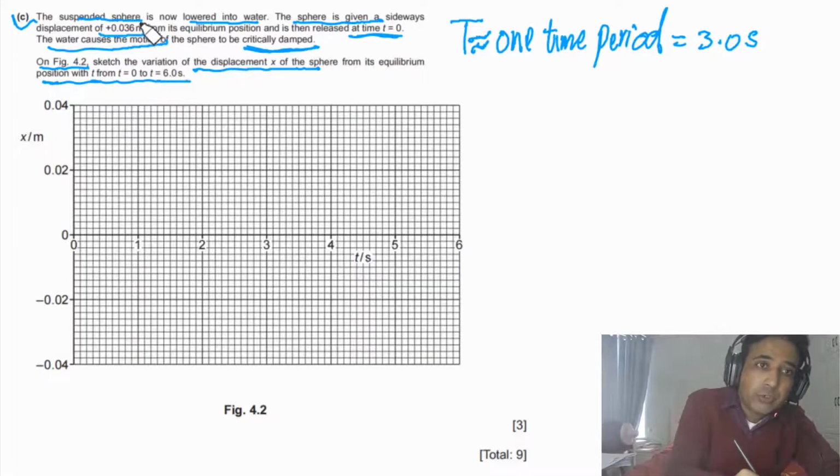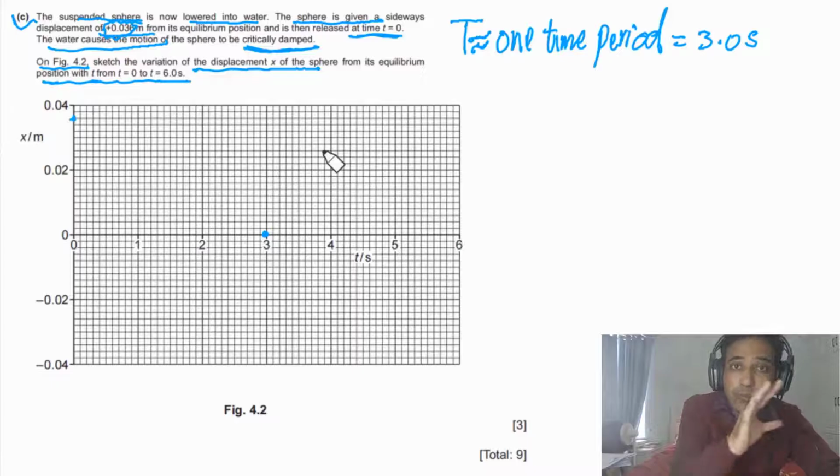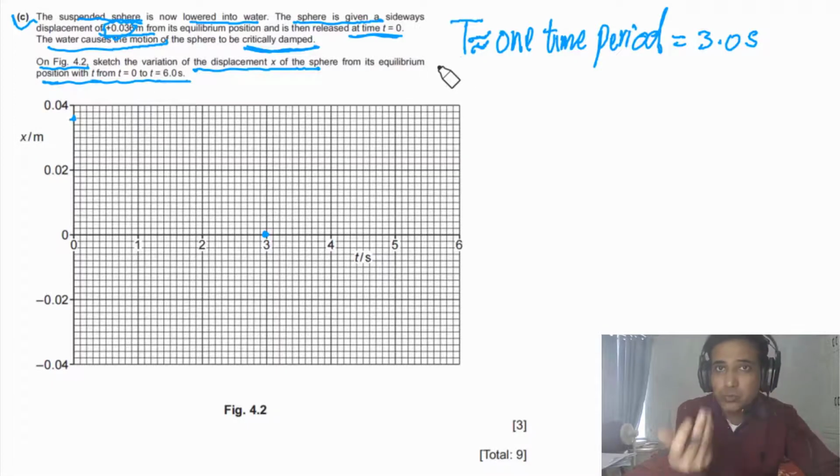Now, initial displacement is this. So it means it has to start from this point. And it will reach equilibrium position again when it is 3 seconds. So simply because it's time period, the time it will take to come back to equilibrium, that time taken is equal to 1 time period. Time taken to come back to equilibrium.